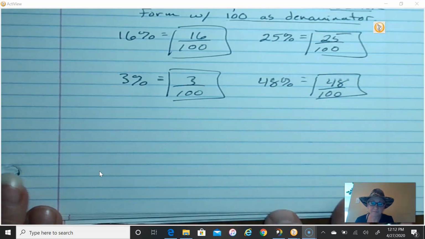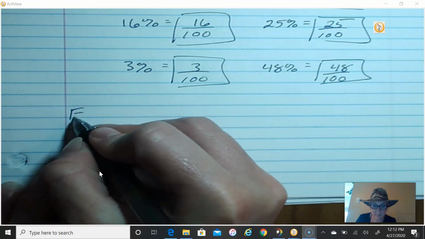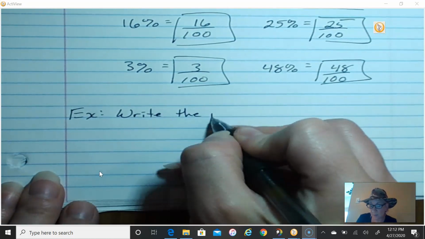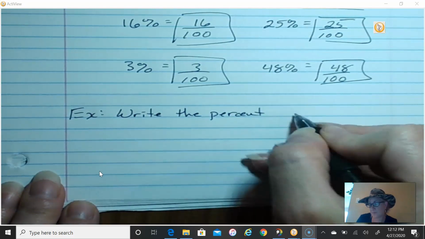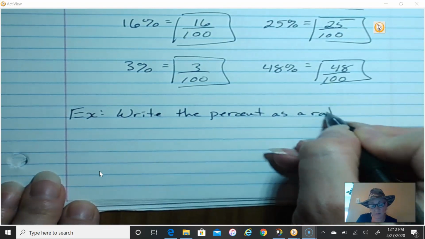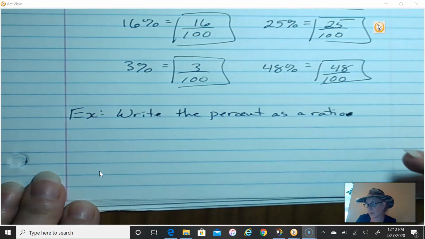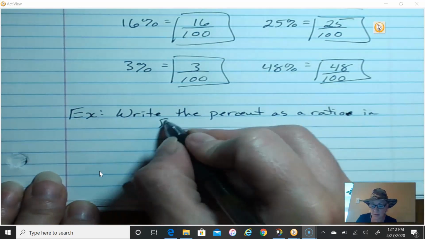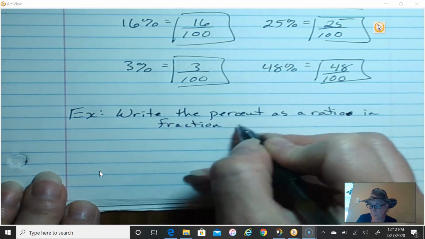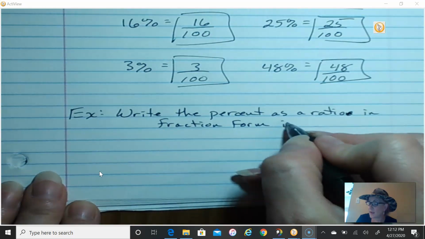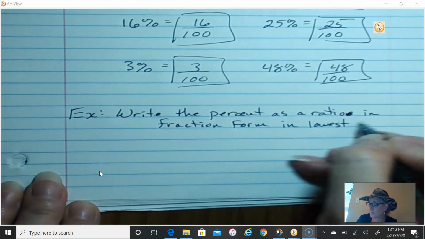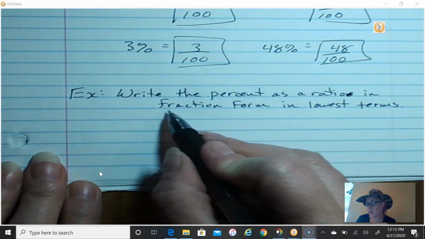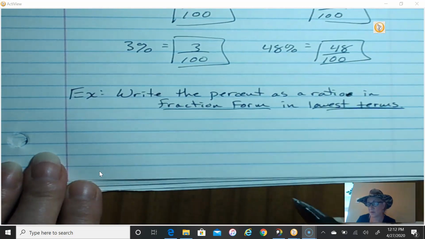Now, let's say the directions say write the percent as a ratio in fraction form in lowest terms. Because truly that's what you want to do. Anytime it's in fraction form, you want to put it in lowest terms.